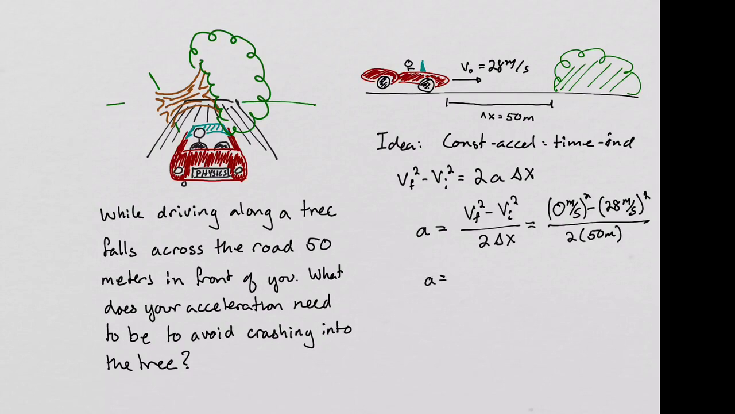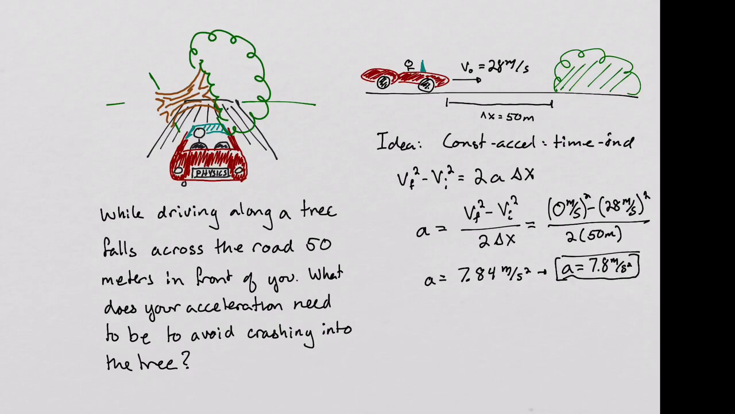We evaluate this expression. We check units first. We have meters squared per second squared from the squaring here. Divide that by meters. That gives us meters per second squared. That is exactly the units that we want for acceleration. Evaluating this gives us 7.84 meters per second squared. If we write this in the proper significant figures, we get an acceleration of 7.8 meters per second squared.